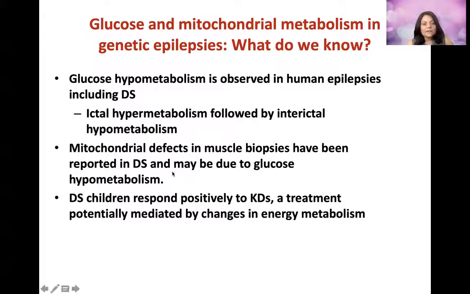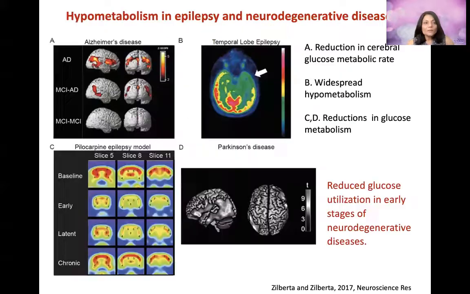Secondarily, mitochondrial defects have been observed in muscle biopsies of children with DS, and they may be due to glucose hypometabolism. As we know, glycolytic substrates are what feeds mitochondrial respiration. So one reason for this could be an overall decrease in glucose metabolism. And what we also know is that children with Dravet syndrome often respond positively to ketogenic diets.